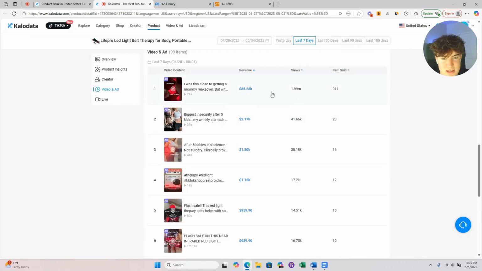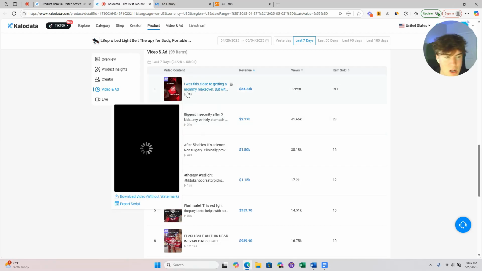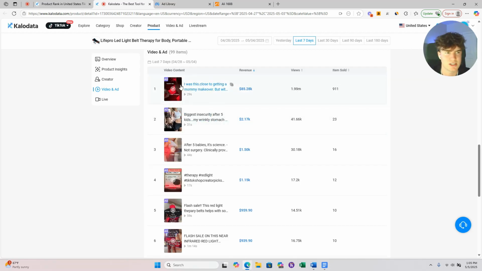As you guys can see, this product is 40K per mil on short form, on TikTok Shop. That means if you brought it over to Meta, it would definitely print more. But normally I try to look between the 30 and 40 range. Obviously the higher the better, but 30 and 40 is kind of the lowest you want to go.